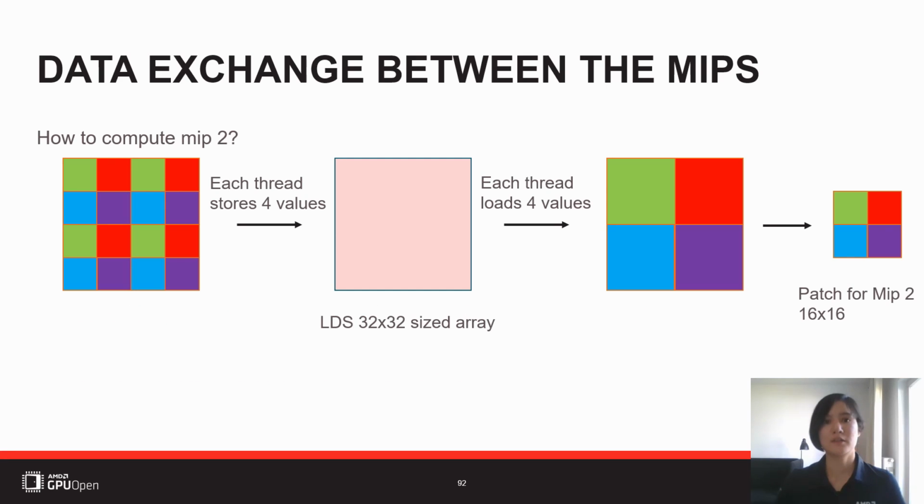So basically each thread is storing the output values into local data share. This is an area of size 32 by 32 because our patch with the output values has exactly that size. And then each thread loads again 4 values, now in a different ordering, so that each thread holds 2 by 2 quads, and then it can compute the next output value for MIP2, where the patch is now of size 16 by 16.